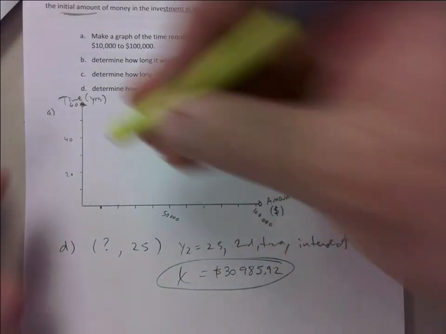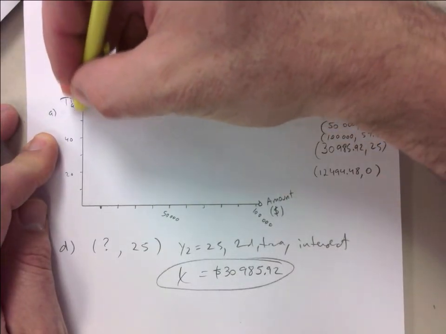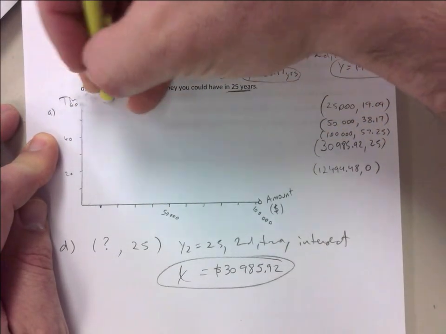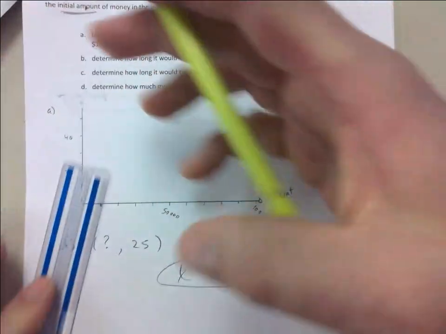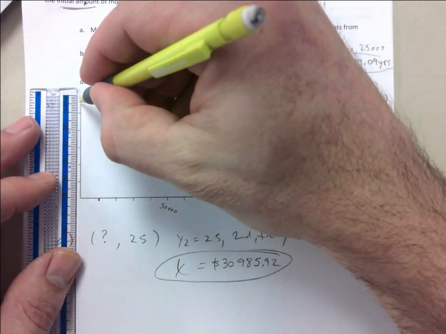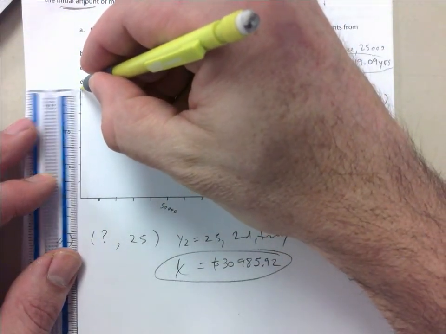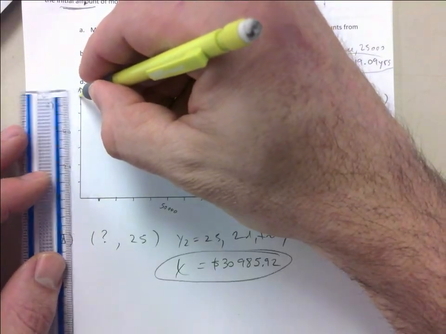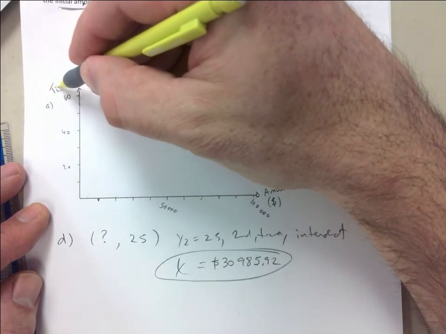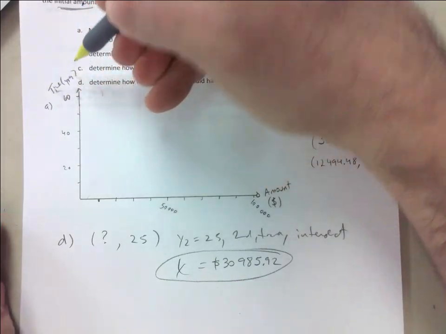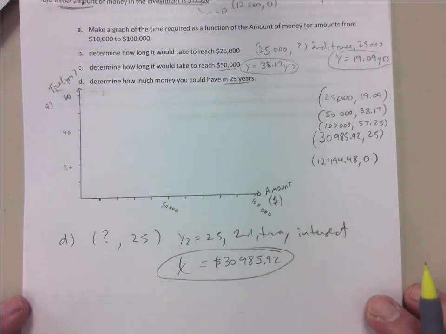I expect good graphs, so you know what? That's why they make erasers, right? Let's fix that up. 60 would get me to here. I'm going to extend it a little bit, make that my 60. This is time in years.